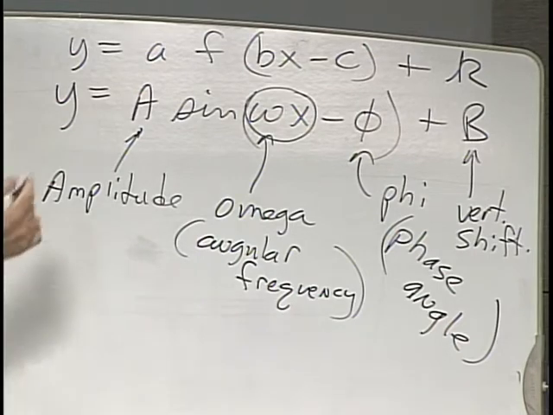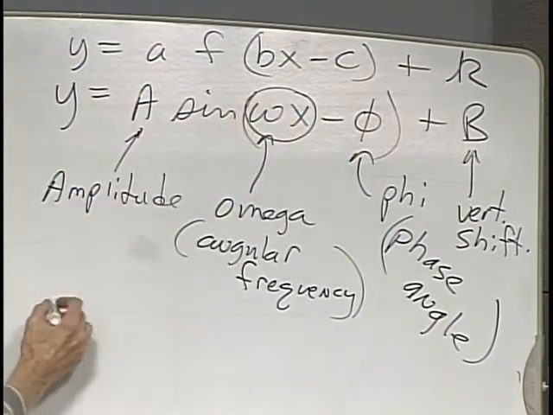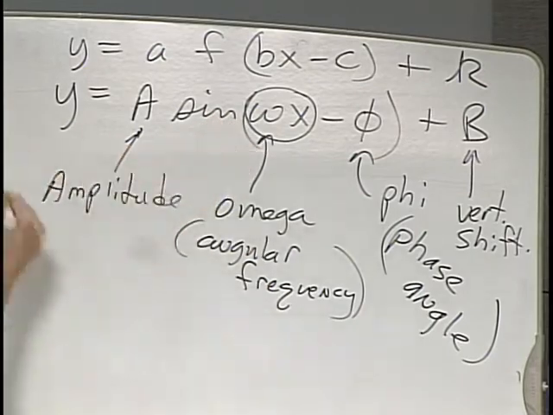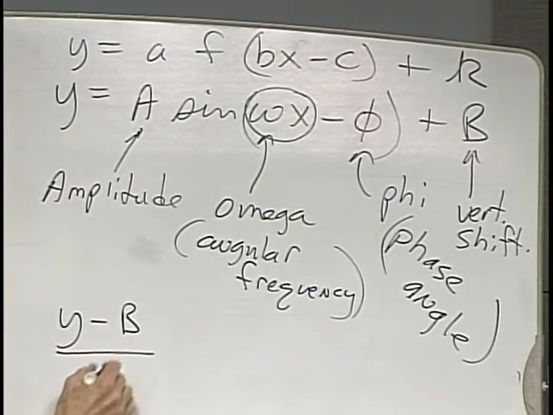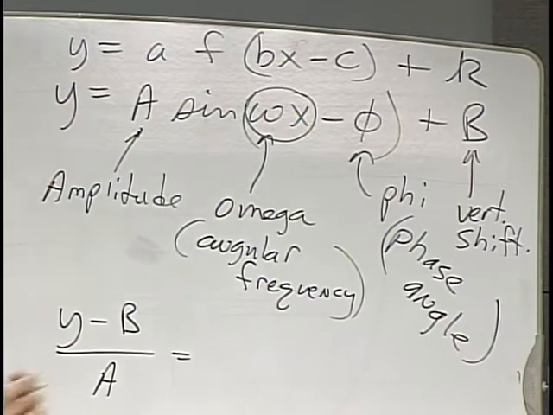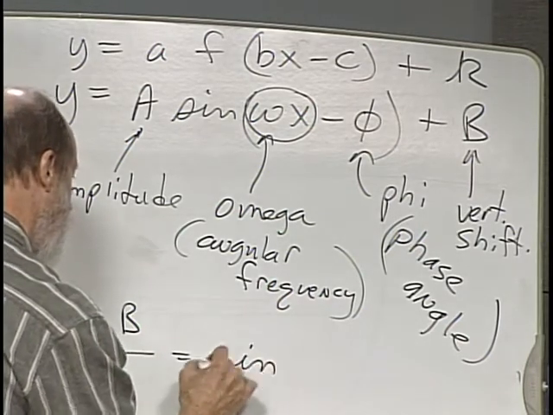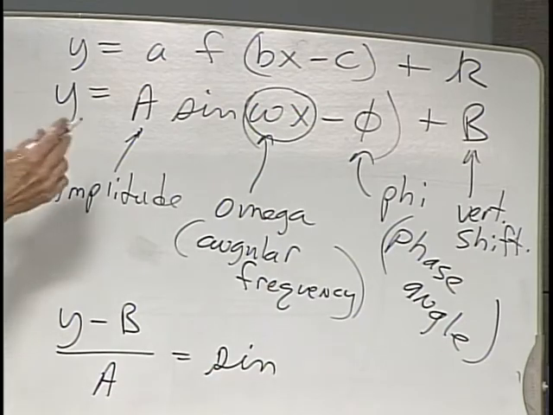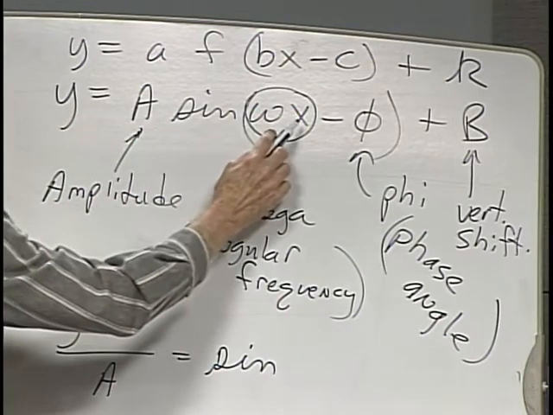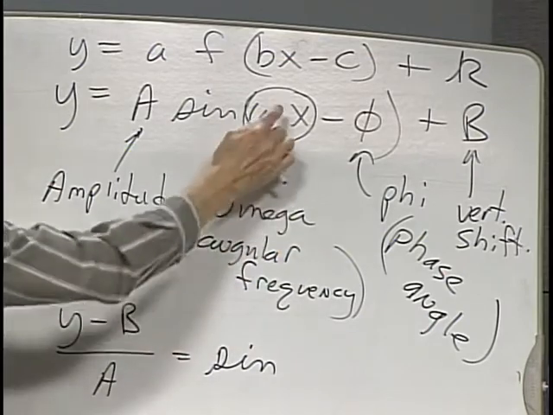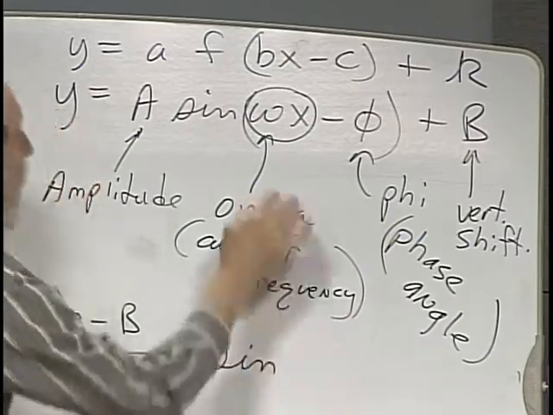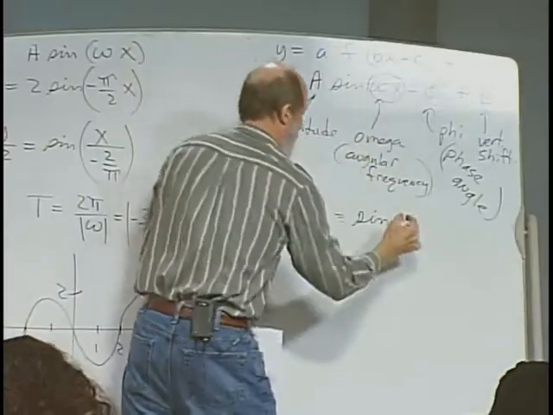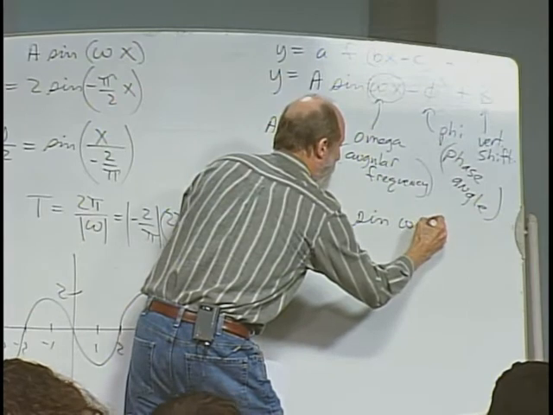And just for completeness on the generalized case here, watch this. If I subtract b from both sides, I get y minus b. And if I divide both sides then by a, I get this. And over on the right side, I just have a sine sitting there. Now inside there is the omega x minus phi. I want to factor the omega out and take it down underneath. So I've done this before with you with this b and c previously, but I'm going to repeat the algebra right here.